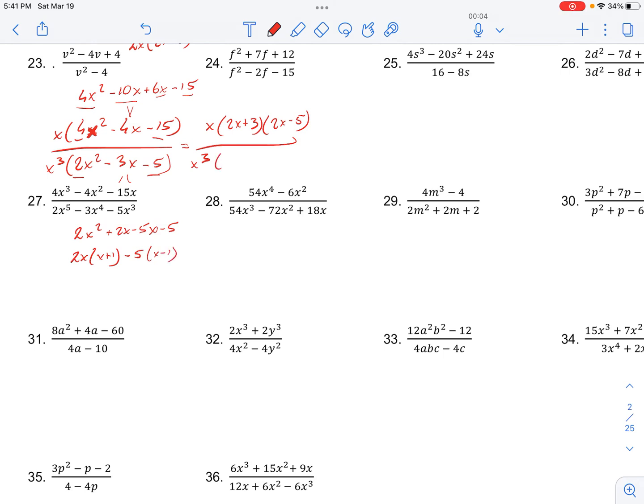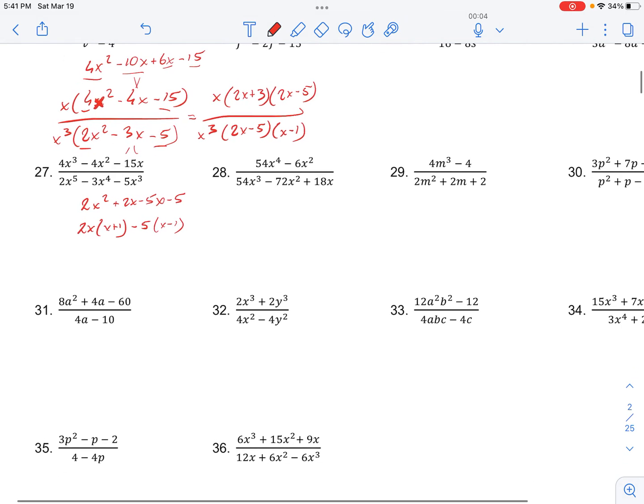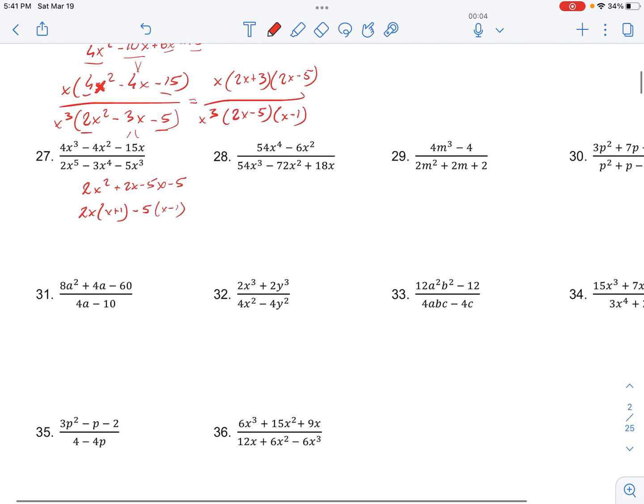So we have a 2x minus 5 times x minus 1 in the denominator. So this is our factored form, and now we can go ahead and cross out like terms. So we can go ahead and get rid of this 2x minus 5, and this x over x cubed simplifies to x squared in the denominator. So overall, we're left with 2x plus 3 over x squared times x minus 1.